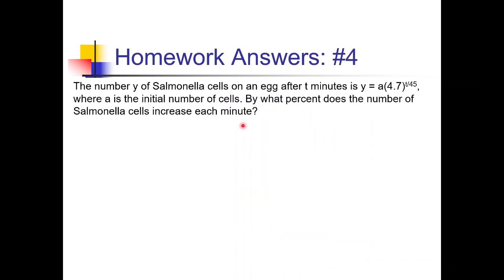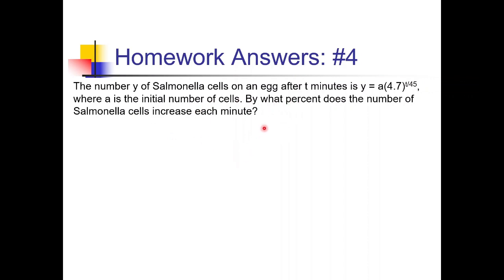For this problem, we're told that the number of salmonella cells on an egg after t minutes is given by y equals a times 4.7 to the t over 45. That's a comforting thought. Yay, salmonella! And a is the initial number of those cells. We want to know by what percent does the number of those things increase each minute. We don't actually want to know, but we're going to find out anyway.